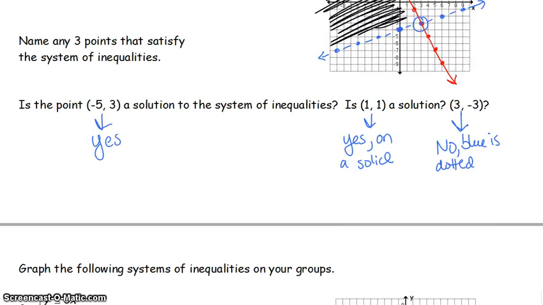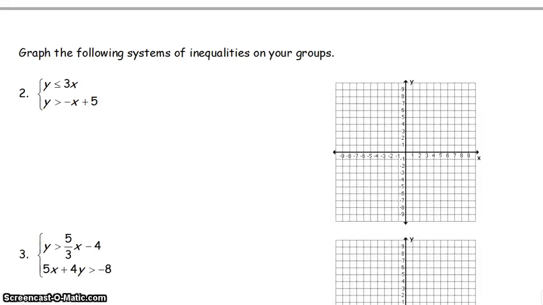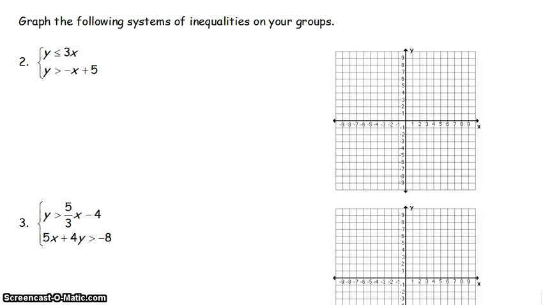Alright, so let's do some more of these. Turn over to the back page. Graph the following systems of inequalities on your graphs. So y is less than or equal to 3x. Sometimes the simpler the equation, the more it throws you off. So just remember that your y-intercept there is 0. If there is no number, it's at 0. A slope of 3, up 3, right 1. Continue your path in both directions, making sure that you cover the entire thing.